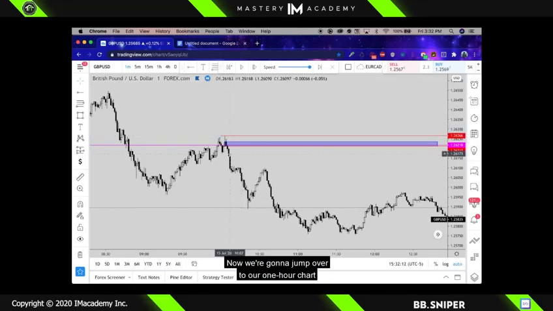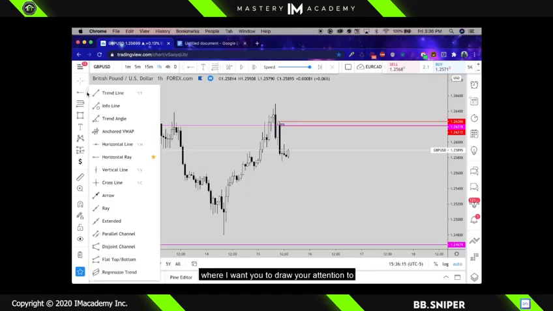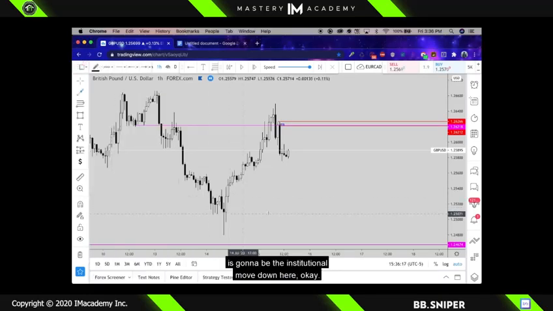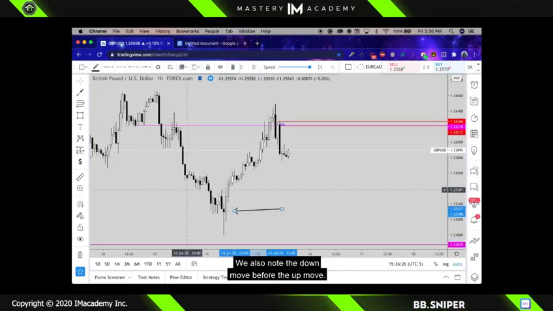Now we're going to jump over to our 1 hour chart to determine what our actual targets are going to be for the position. So looking at our 1 hour price action, we can see the imbalance that we're looking to execute at. Our stop loss, where I want you to draw your attention to, is going to be the institutional move down here. Okay, now remember, we note the up move before the down move. We also note the down move before the up move.